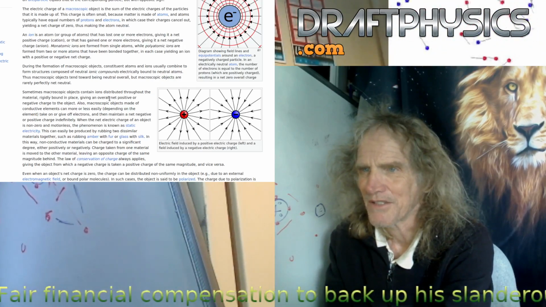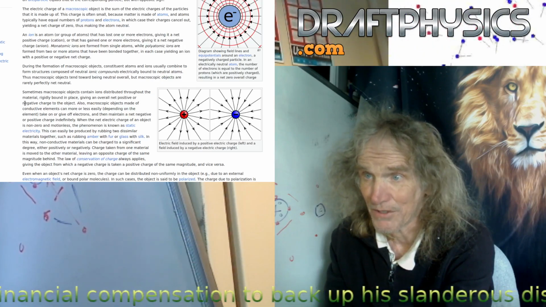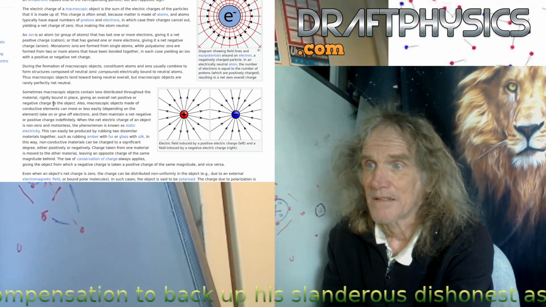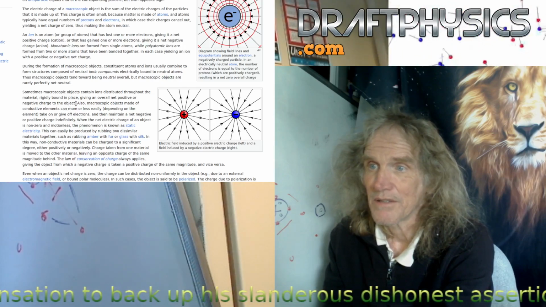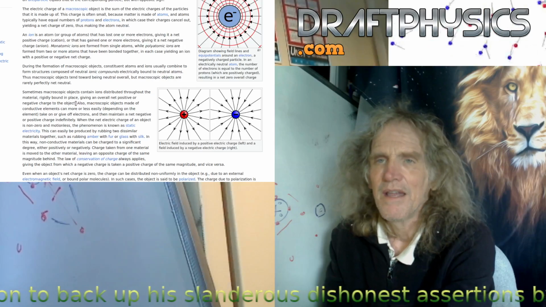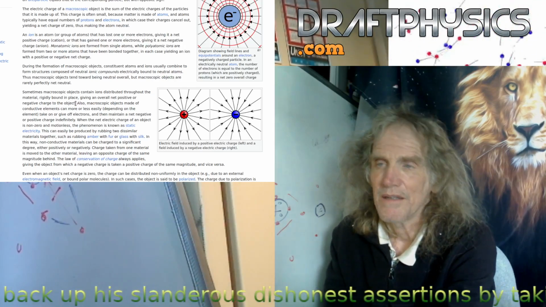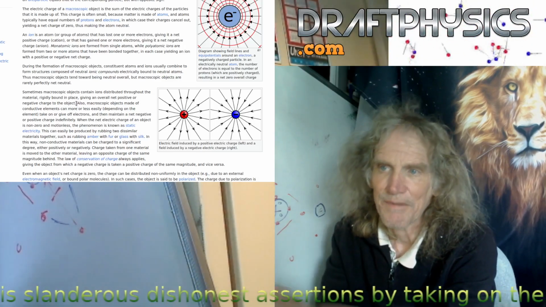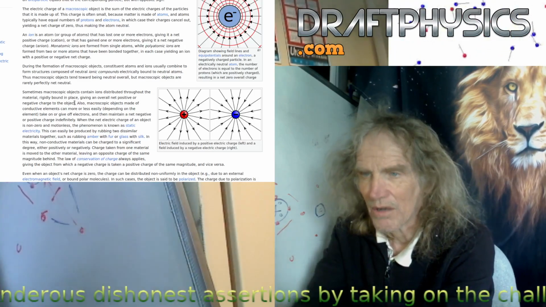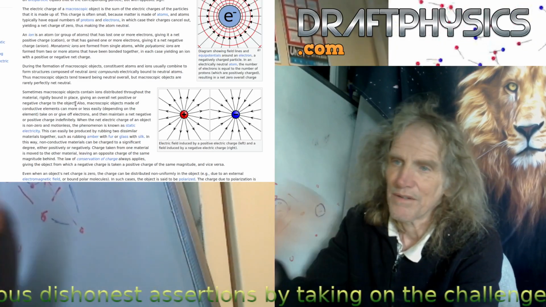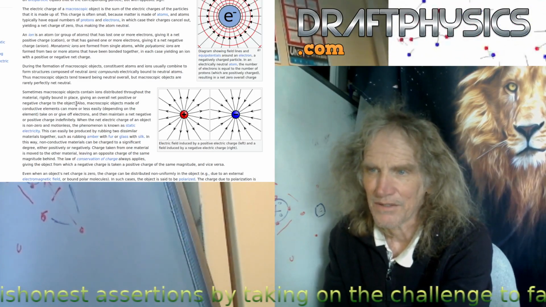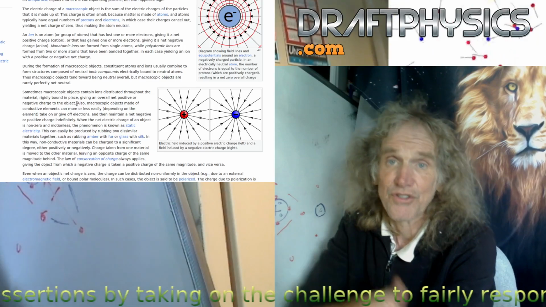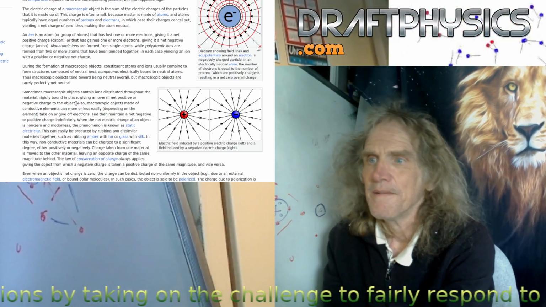Sometimes microscopic objects contain ions distributed throughout the material, rigidly bound in place, giving the overall net positive or negative charge to the object. So this is sort of like getting into crystals and the bonding points between, and the fact is that the shape of a molecule matters. The proteins are long. They're going to be in rows. There's lots of things that you could understand, because the shape of the atoms requires there to be places where there's joining. There's joints versus the long bones.